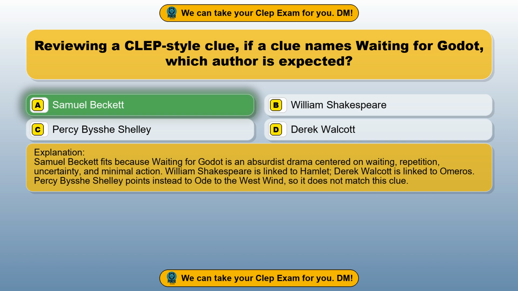Samuel Beckett fits because Waiting for Godot is an absurdist drama centered on waiting, repetition, uncertainty, and minimal action. William Shakespeare is linked to Hamlet. Derek Walcott is linked to Omeros. Percy Bysshe Shelley points instead to Ode to the West Wind, so it does not match this clue.